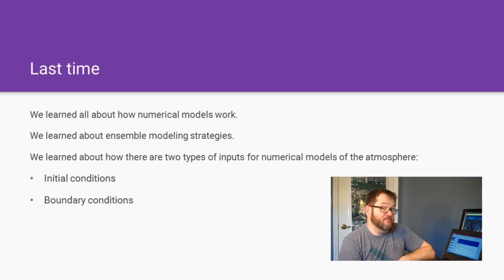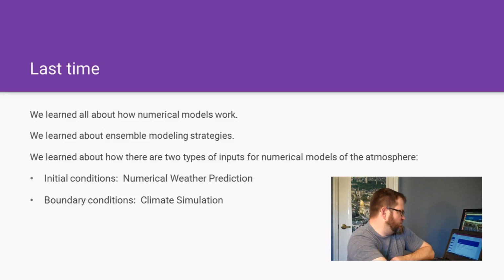Now, last time we learned all about how models work. Well, actually, you have to combine that with that sort of 100 level class. But if you put those two pieces together, we learned all about how numerical models work. We learned about the different ensemble modeling strategies. We learned about how there were two different types of input to a numerical model: the so-called initial conditions and the so-called boundary conditions.